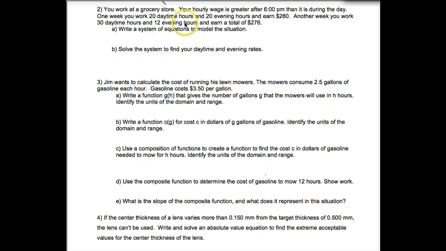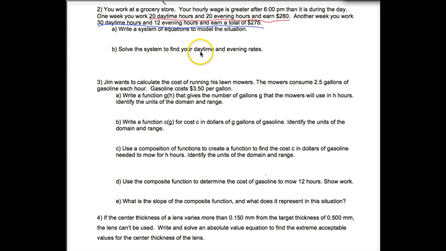So the first thing we need to determine when we're going to deal with a word problem is obviously what pieces of information are important. Most of the numbers are generally important. The 6 o'clock is not an important number, but the 20 daytime hours and 20 evening hours, $280, that's one important set, and here is another important set. Now, what we need to note is that we need to write a system of equations. So that means more than one variable, more than one equation. In this case, since we've got two different pieces, this is going to be a 2-by-2 system, 2 equations, 2 variables that we are going to solve.